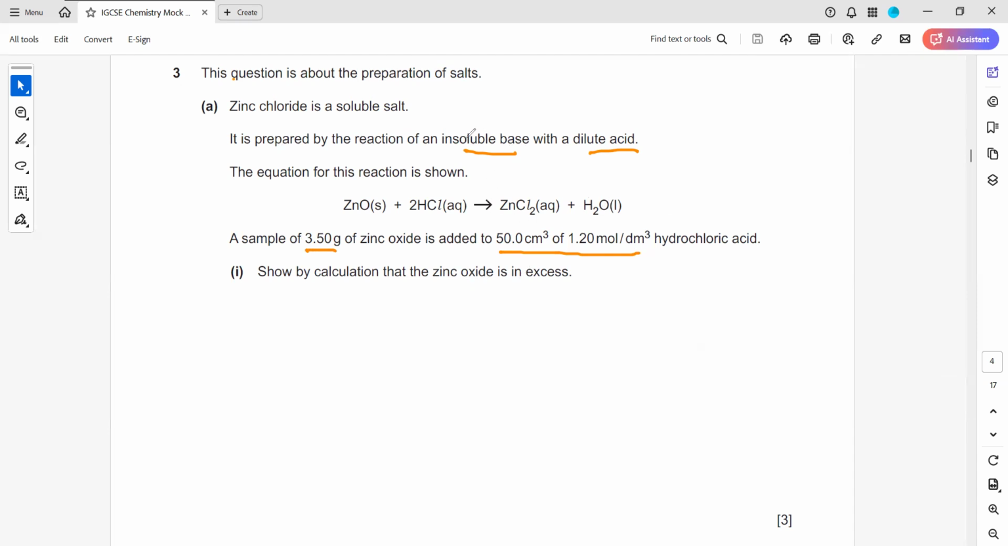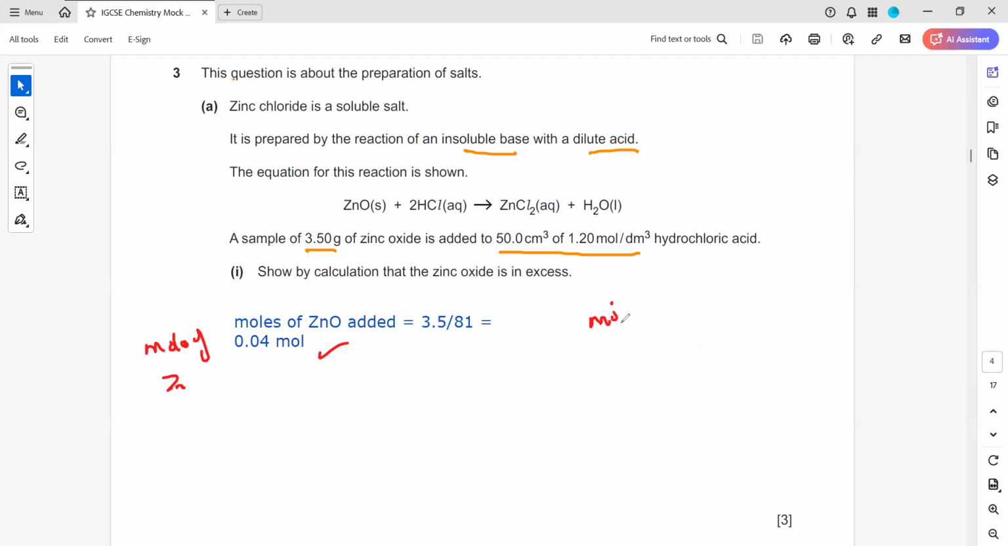Whenever a question asks this, you need to find which substance is in excess. First thing, you will find the moles of both reactants. First, the moles of zinc oxide. How many moles of zinc oxide are there? Moles equal mass in grams divided by molar mass. For the molar mass of zinc oxide, you will use the periodic table. Zinc is 65 plus oxygen 16, so 81. You got 0.04 moles of zinc oxide.